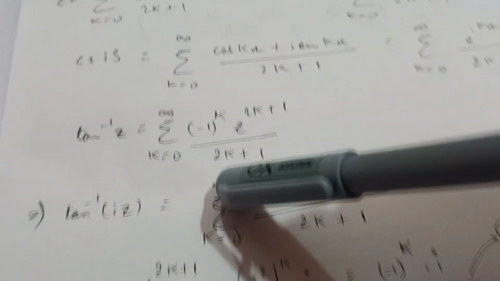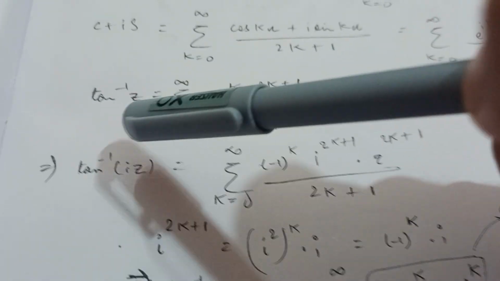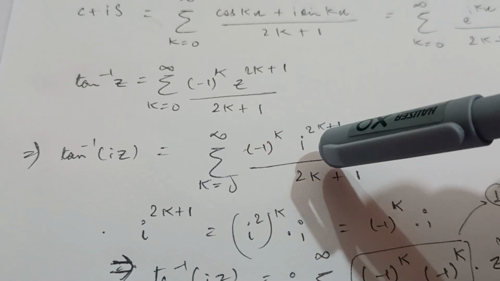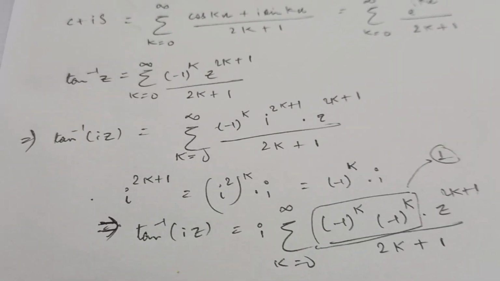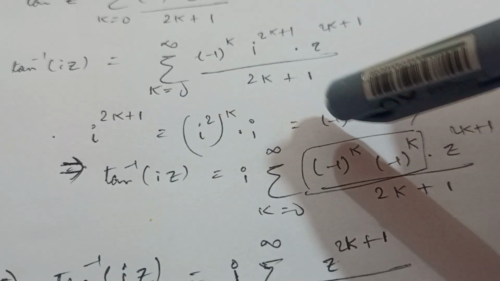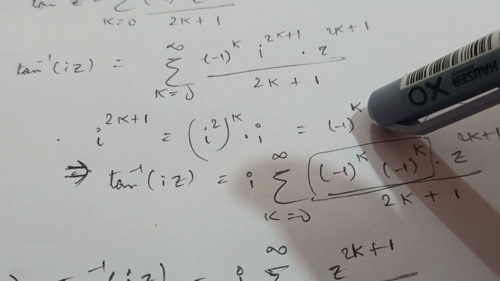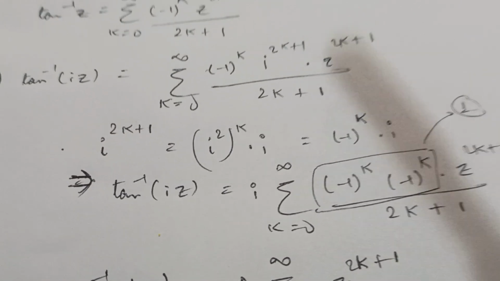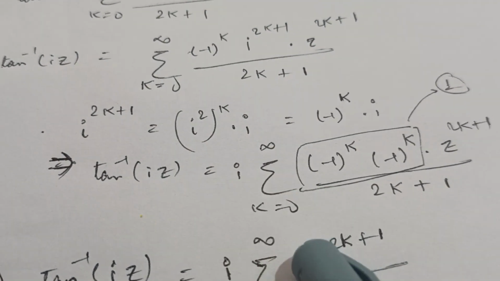So how can I use this? First I need to change it a little bit. In place of z I will write iz. So replace z with iz, so we get i to the power 2k plus 1 into z to the power 2k plus 1. Now i to the power 2k plus 1 is nothing but i square to the power k into i, and i square is minus 1, so this can be written as minus 1 to the power k into i. Okay, and we already have a minus 1 to the power k, so these two will combine.